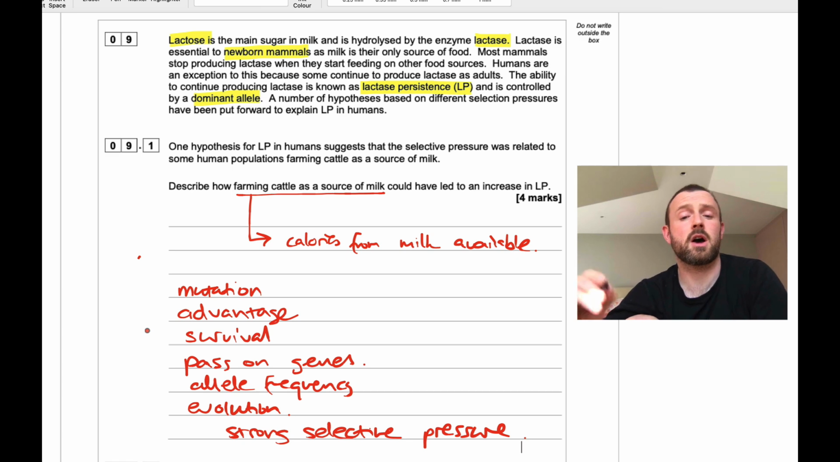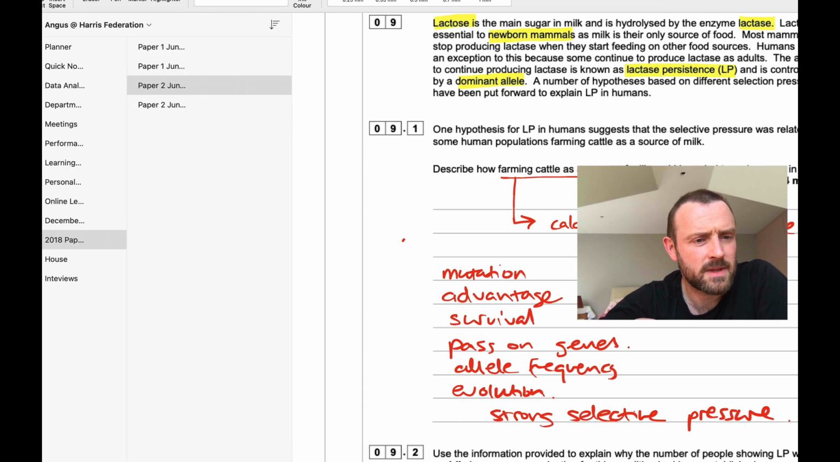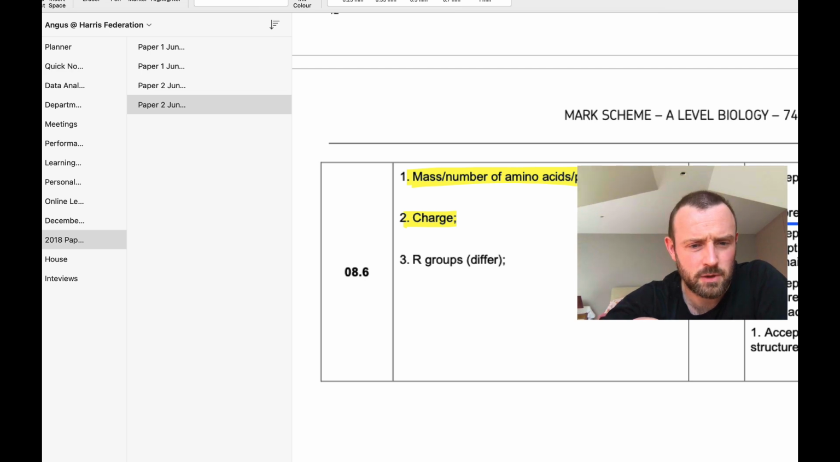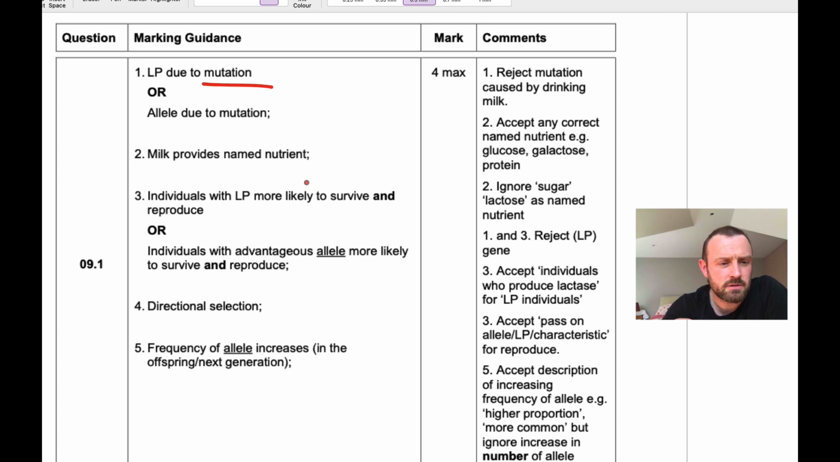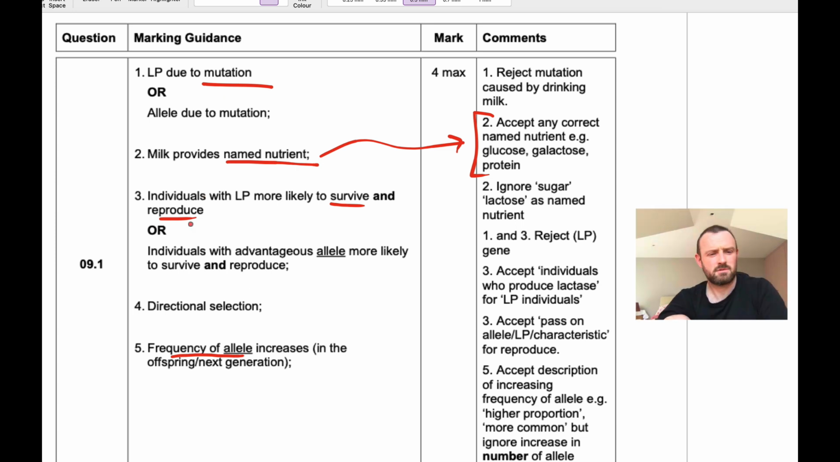If we use those terms, we should definitely get 4 marks. Let's see how we do. All right, mutation. Oh, named nutrient. I said calories, but probably wouldn't have got that one. But any of those named nutrients, glucose, galactose, or protein, survive and reproduce, pass on their genes. Allele frequency. I would have got this one.